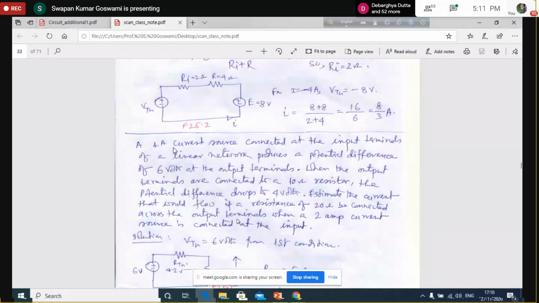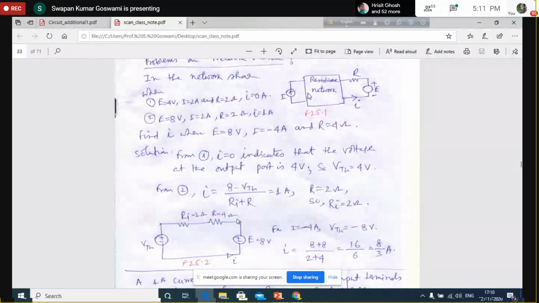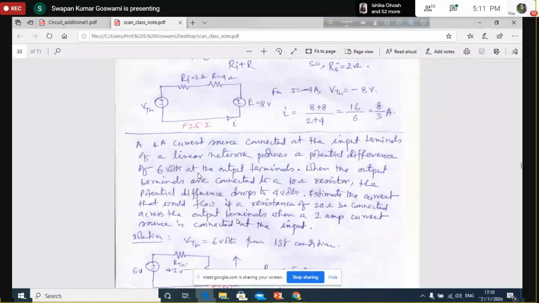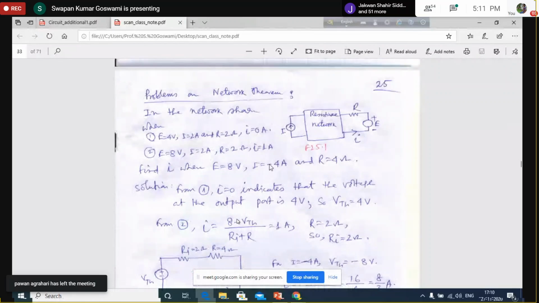Okay, so a 1 ampere current source connected at the input terminals of a linear network produces a potential difference of 6 volt at the output terminals. So in this linear network, when a 1 ampere current source is connected, a potential difference of 6 volt appears at the output. Immediately you can say that for that network with 1 ampere at the input, 6 volt is the Thevenin voltage at the output. Right? 6 volt is the open circuit voltage, meaning the Thevenin voltage. Okay.